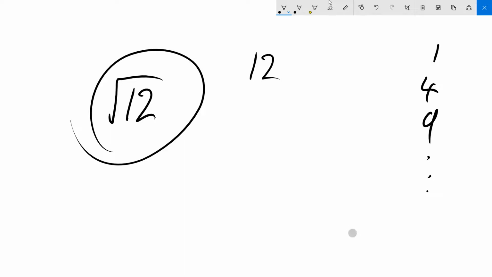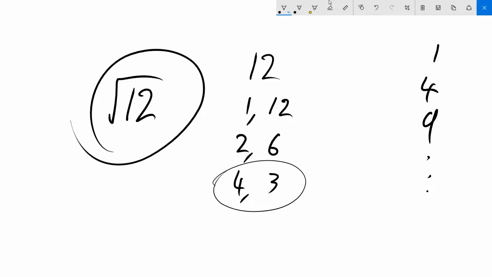So factors of 12: 1, 2 and 6. And there's also 4 and 3. And there we go, 4 and 3. 4 is a perfect square, as seen over here. Right, so what do we do then?